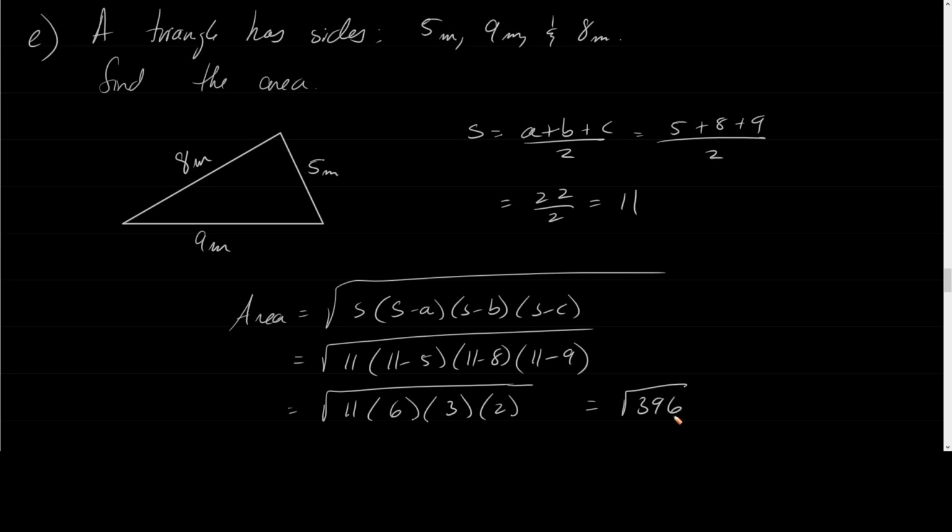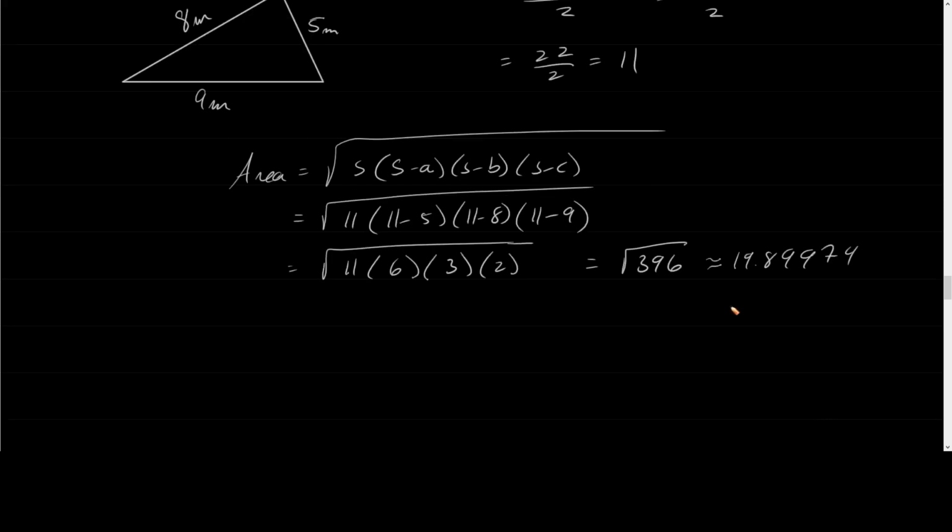And if I take the square root of 396, I end up with 19.89974, which I'm just going to say is approximately 19.90, and this would be in square meters.